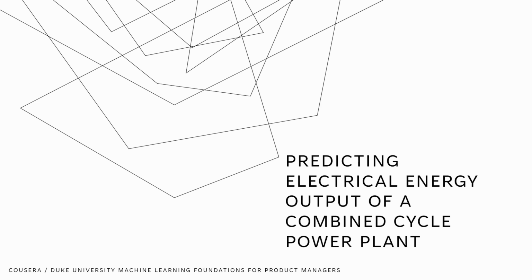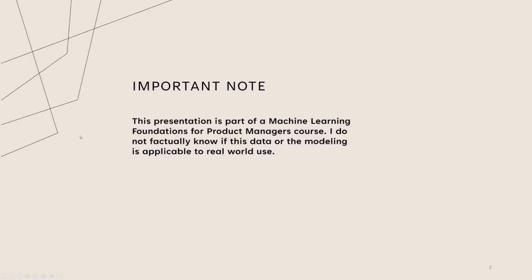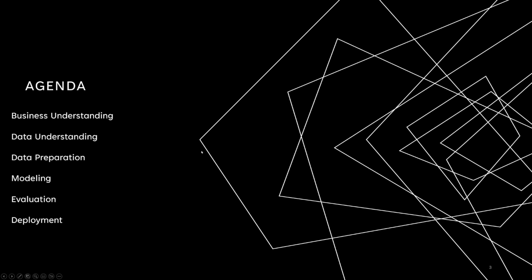This presentation is part of an online course from Coursera and Duke University on machine learning foundations for product managers. We'll be predicting the electrical energy output of a combined cycle power plant. Our agenda follows the CRISP process with business understanding, data preparation, modeling, evaluation, and deployment.